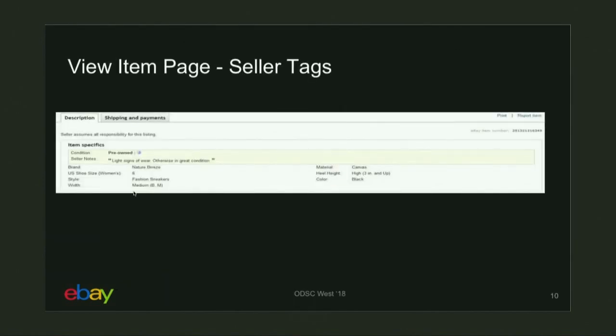Also, if you scroll down, there are these things, what we call aspects or item specifics. These are things like brand, style, width, heel height, and so on. If you notice, not all of them can be predicted just from a single image. For example, it's hard to predict its US shoe size 6 just from a single RGB image. Right? So what we do is we pick only those aspects where you can actually train a computer vision system to predict these aspects. For example, brand, style, and so on.